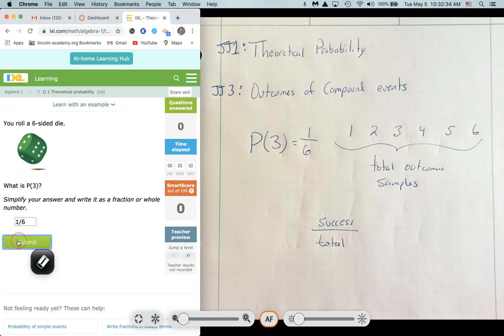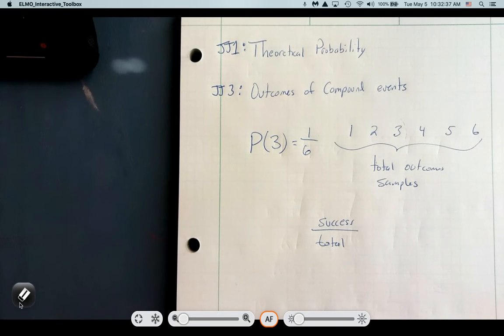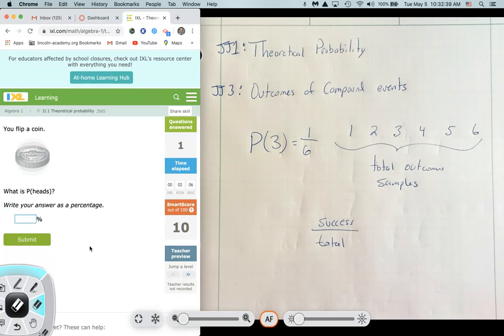Now, if you'll notice, this one says write it as a percentage, but it'll either say write as a fraction or as a whole number. The only 2 whole numbers you could write would be 0 if there was a 0% chance, or a 1 if there's a 100% chance. You can't be larger than 1.